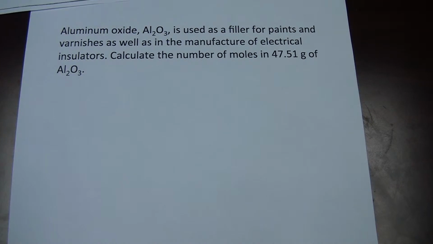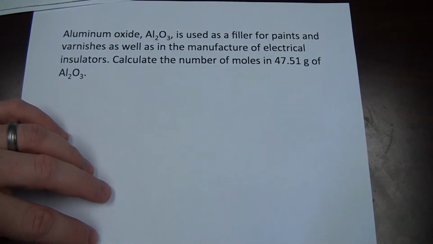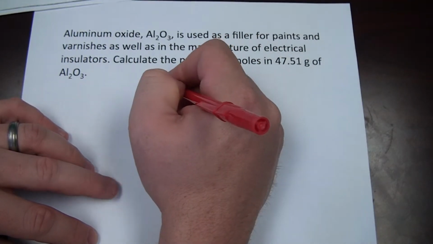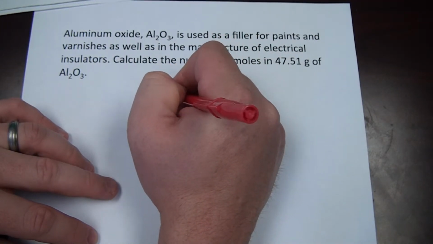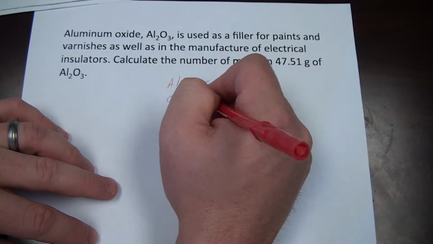Aluminum oxide, Al2O3, is used as a filler for paints and varnishes, as well as in the manufacture of electrical insulators. Calculate the number of moles in 47.51 grams of aluminum oxide. Again, same process. We're going to figure out the molar mass, then convert from mass to moles. So here we have aluminum, oxygen, 2 aluminums, 3 oxygens.